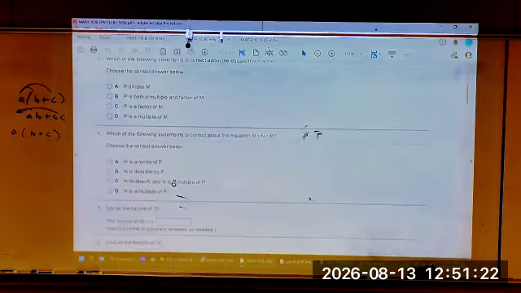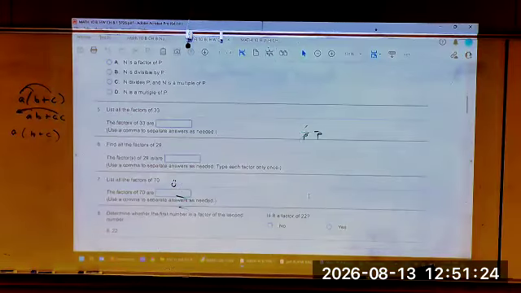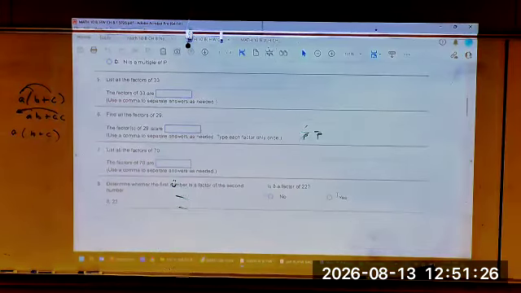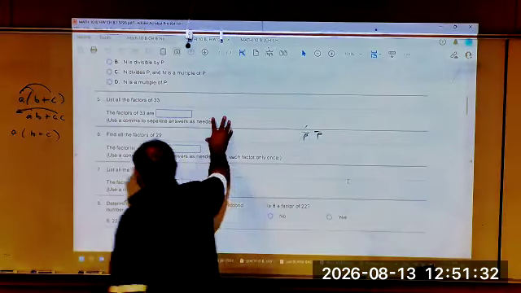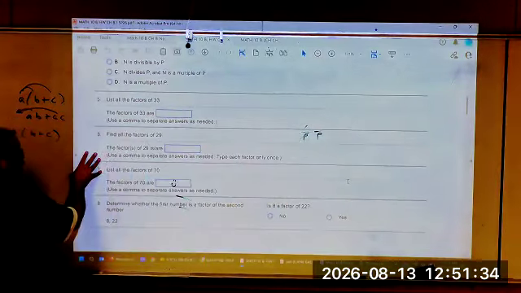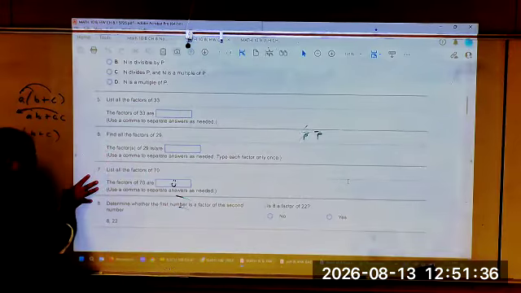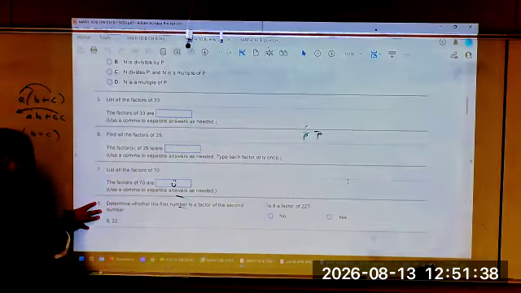This is what I printed out when I set it up last semester. The rest of the questions for 8.1: List all the factors of 33. List all the factors of 29. List the factors of 70. Determine whether the first number is a factor of the second.